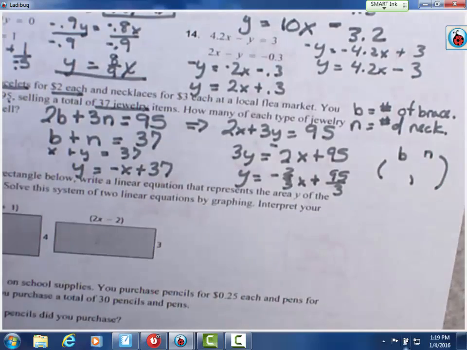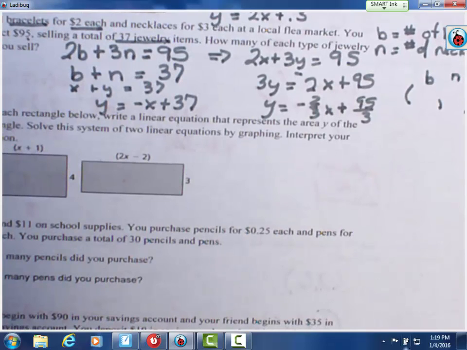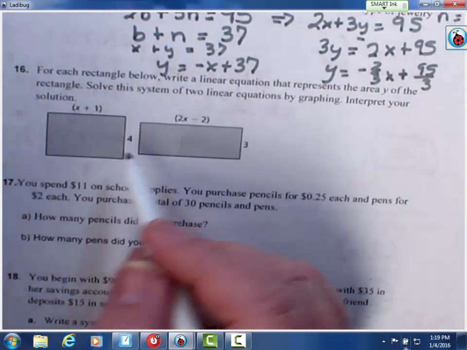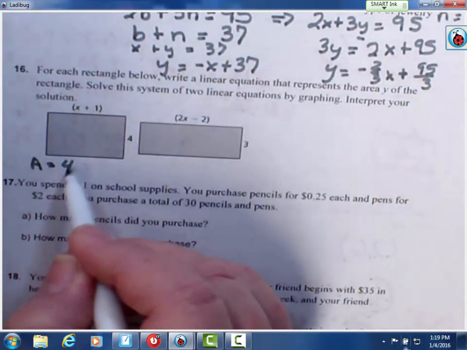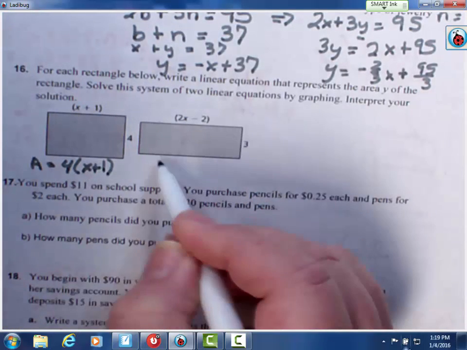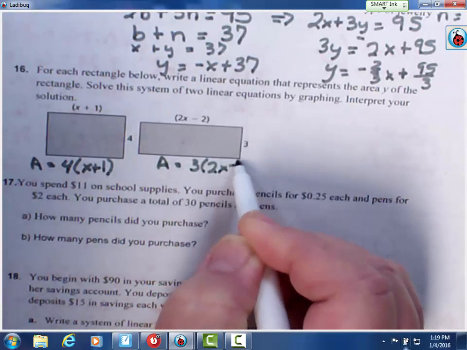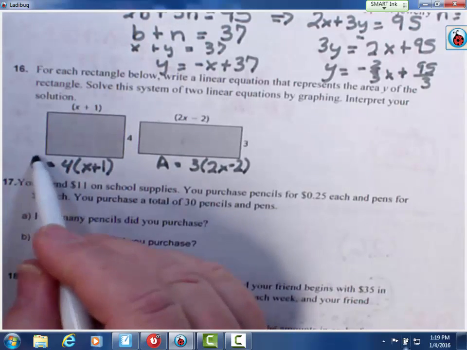All right. For each rectangle below, write a linear equation that represents the area of the rectangle. Solve this system with two linear equations by graphing and interpret your solution. Okay, so area of a rectangle is length times width. So the area of this first rectangle would be 4 times x plus 1. And the area of this rectangle would be 3 times 2x minus 2. If I want to do this by graphing, it would be helpful if I had a y, right? So instead of a, I'm going to replace that with y.